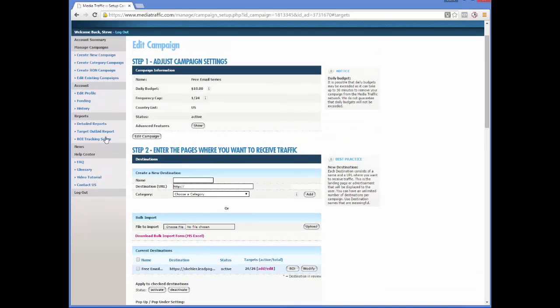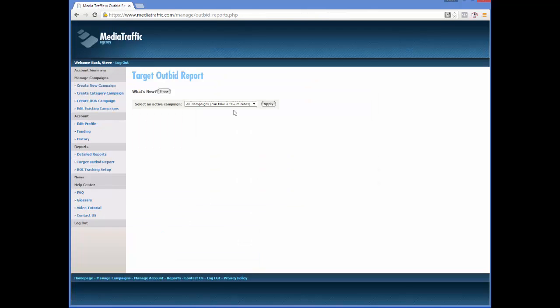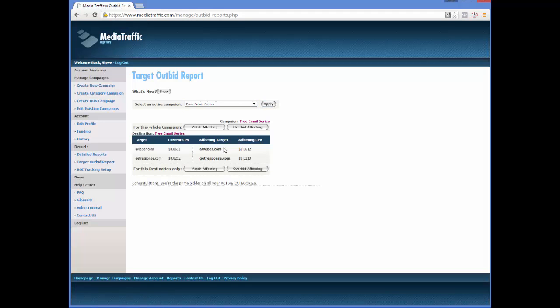But before I go into there, I want to touch on this target outbid report. I want to talk about it a bit because I don't put too much stock into what this report gives us. We just saw in our email series there were 4 URLs that we were being overbid on. When I go into this target outbid report, select that campaign and hit apply, it only shows me 2. And it says you're the prime bidder on all your active categories. So I don't know why it doesn't show the other ones. I don't like using this method.